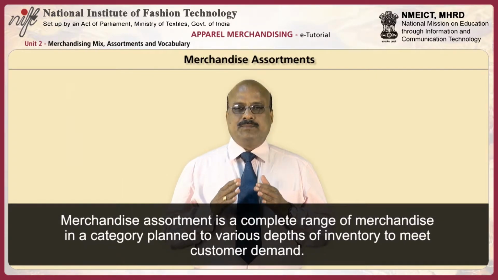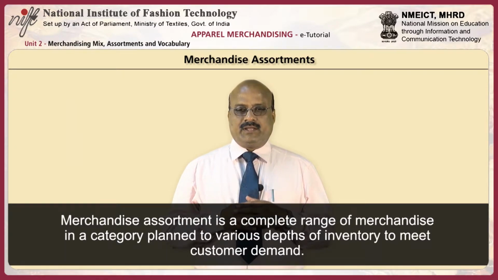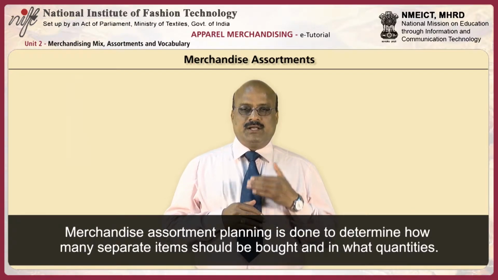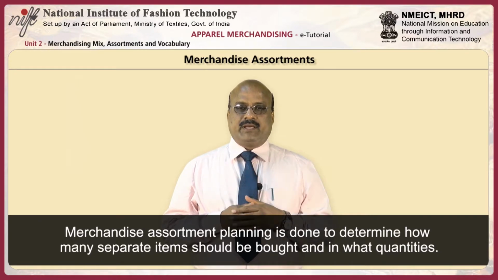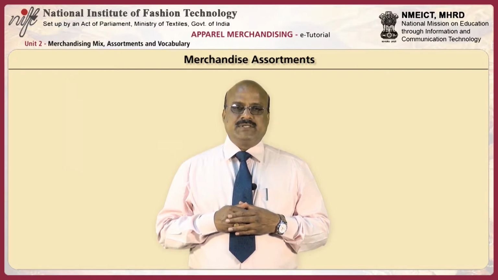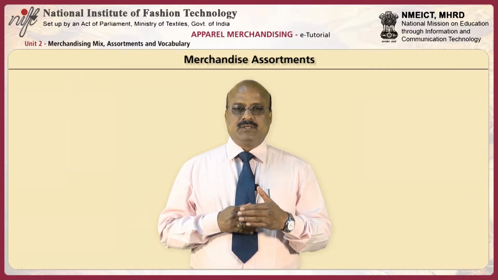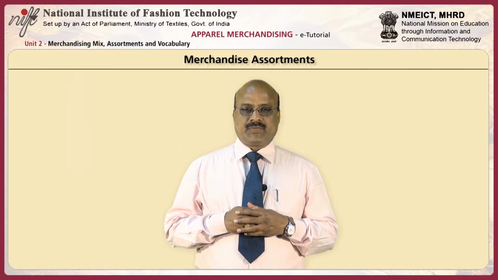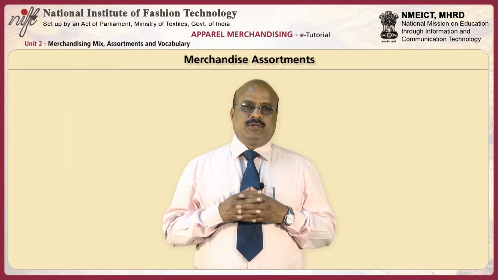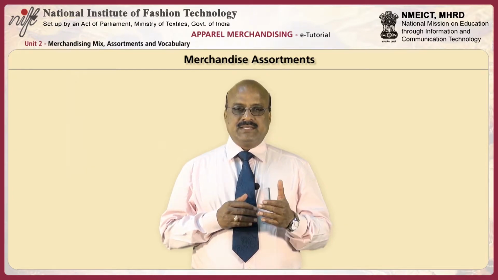Merchandise assortment is a complete range of merchandise in a category planned to various depths of inventory to meet customer demand. Merchandise assortment planning is done to determine how many separate items should be bought and in what quantities. The goal of merchandise assortment planning is to ensure that product choice meets targeted customer needs. The buyer must carefully plan the number of units to have on hand to meet the expected sales per brand, size and color combination.